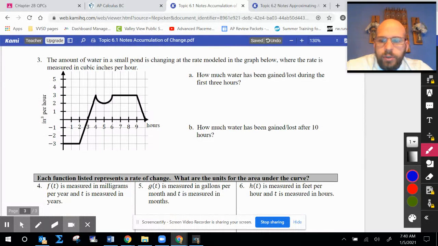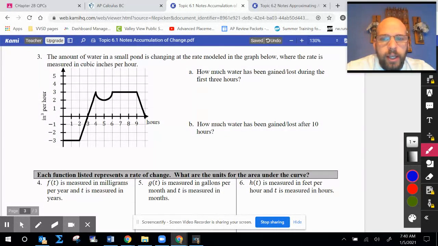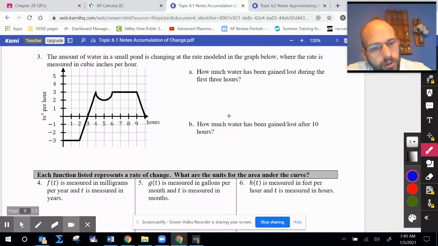All right. So if I keep going here, the amount of water in a small pond is changing at a rate modeled in the graph below, where the rate is measured in cubic inches per hour. How much water has been gained or lost during the first 3 hours? So again, you can see it's below the x-axis, so it's going to be lost for sure.